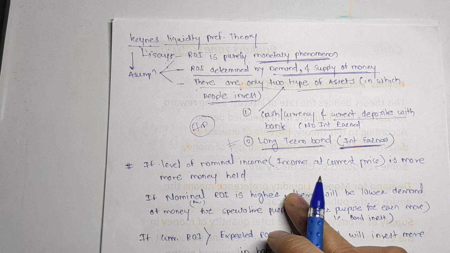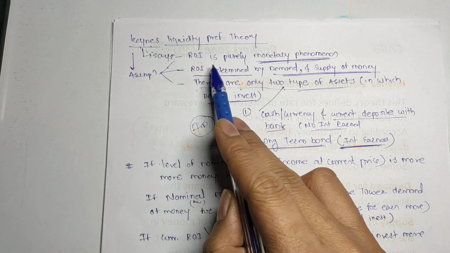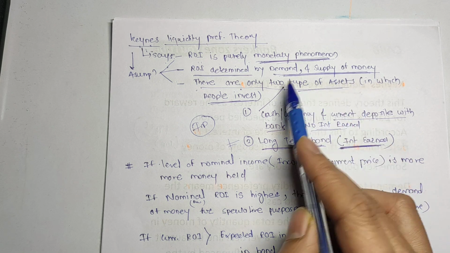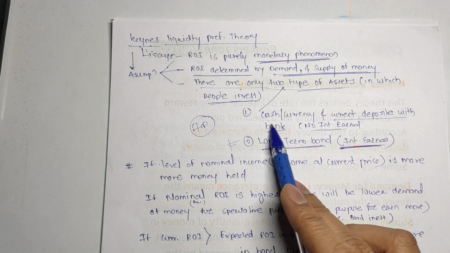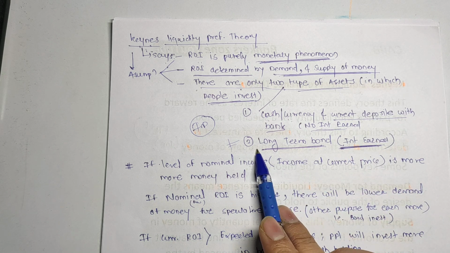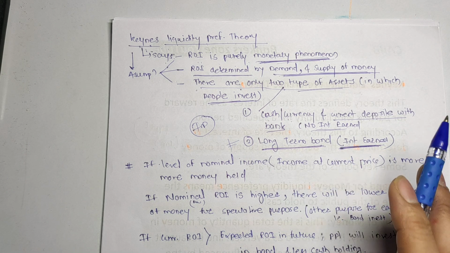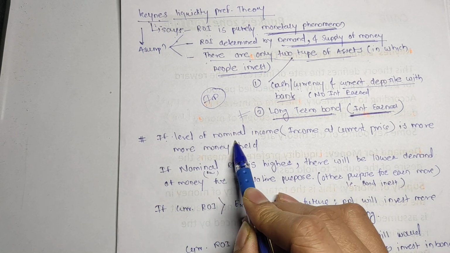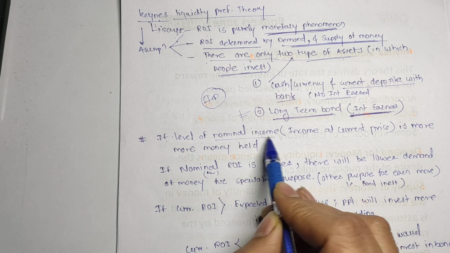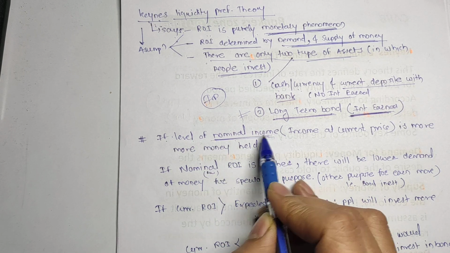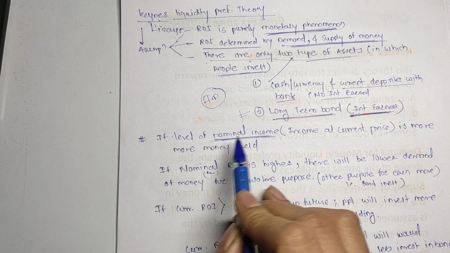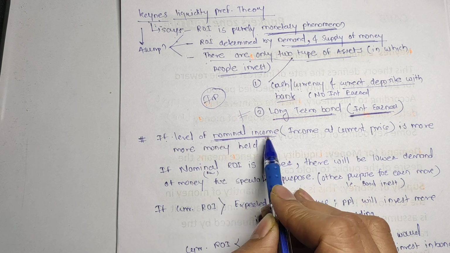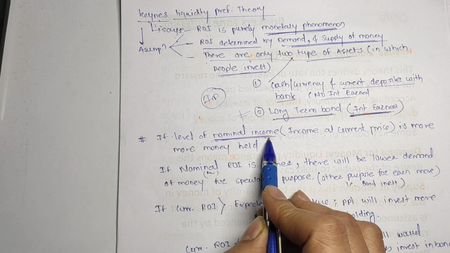So remember, up till what we have studied, according to Keynes, the rate of interest is a monetary phenomenon, and it is determined by demand and supply of money. And there are only two types of asset. First is the cash, currency and current deposit balance, and second is the long-term bond. Now, what is nominal income? Nominal means current. Suppose today is the 5th of January, then today's income at the current price is nothing but the nominal income.